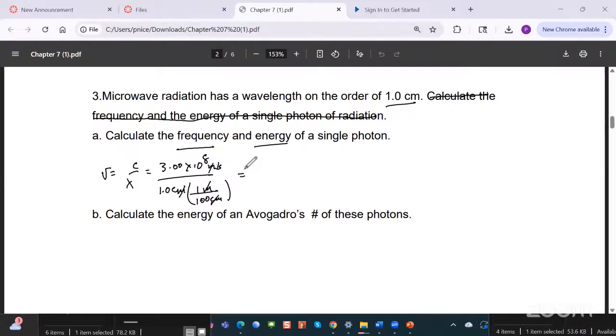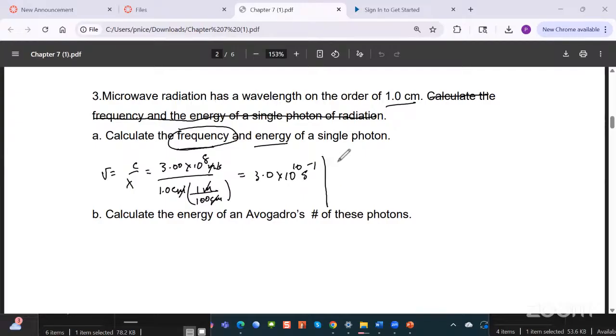And that would be 3 times 10 to the 8 divided by 1 divided by 100. And according to my calculation, this works out to be equal to 3.0 times 10 to the 10. And the units here would be s to the minus 1. And that's the answer to the frequency part of the question.